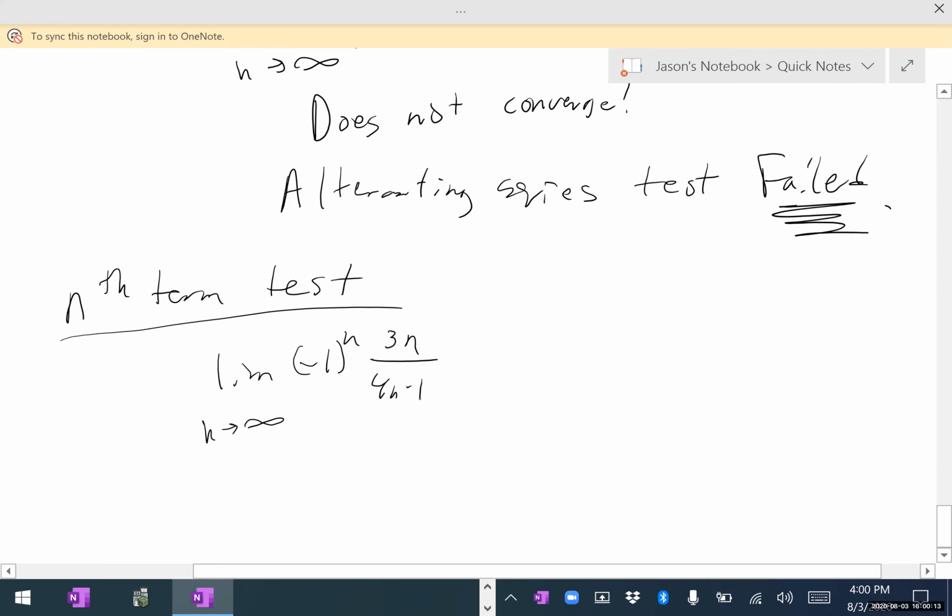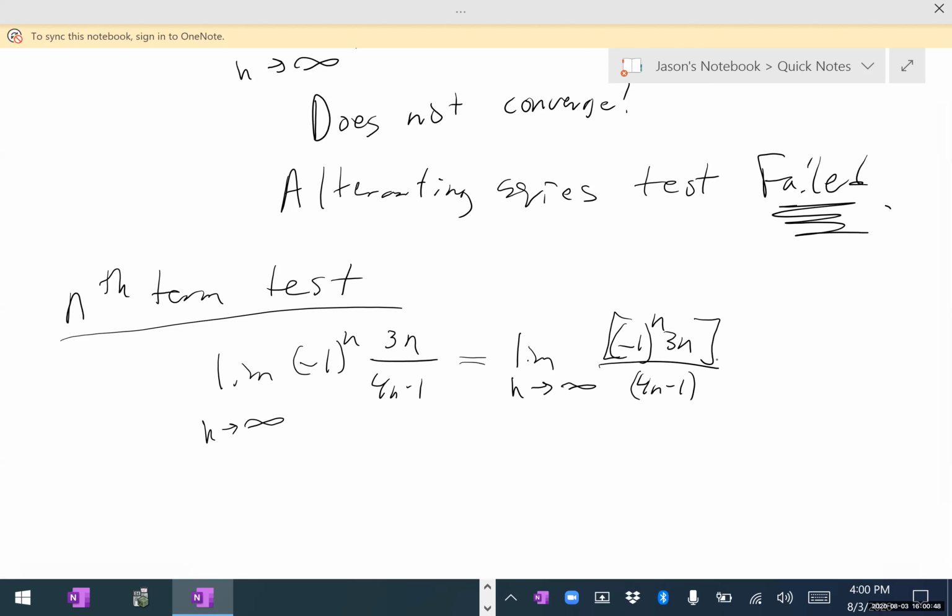Interesting, very interesting. Okay, so what does this go to? What does this equal? Well, let me think about this for a second. The limit as n goes to infinity of (-1)^n times 3n over 4n minus 1. So we have this numerator over this denominator.